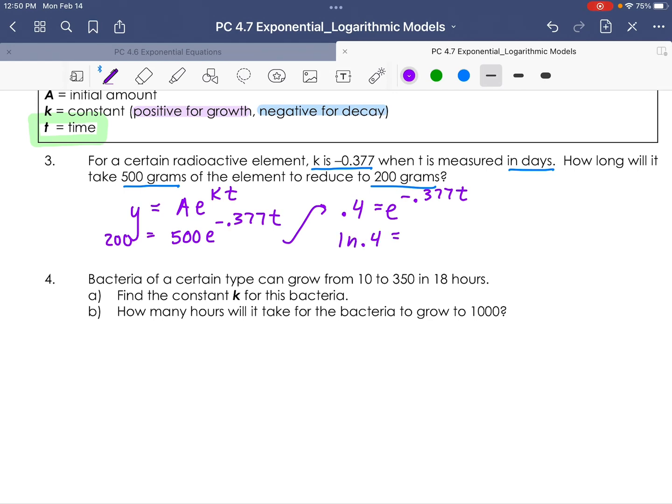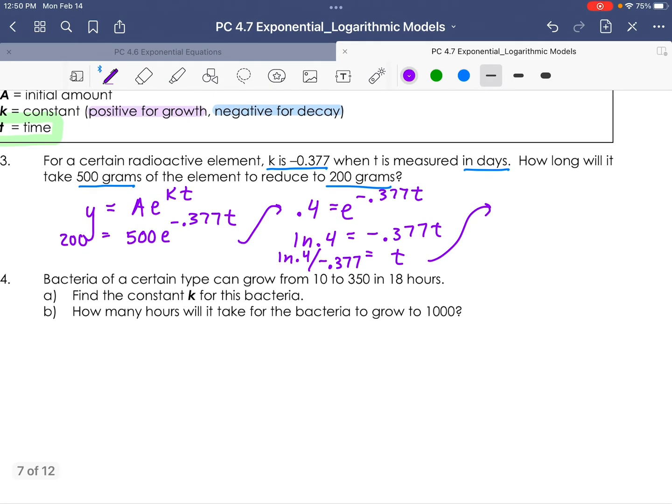You should get really comfortable with this after a while. And we get negative 0.377t, and divide. Natural log of 0.4 divided by negative 0.377. When you plug that in, you should get approximately 2.430 days. Always include your units with these.